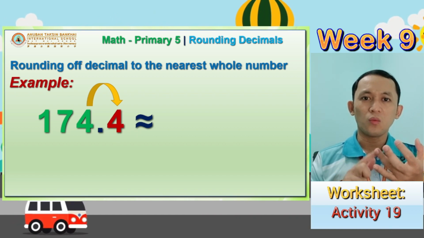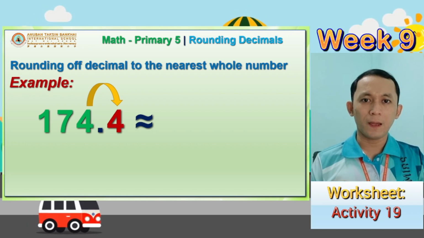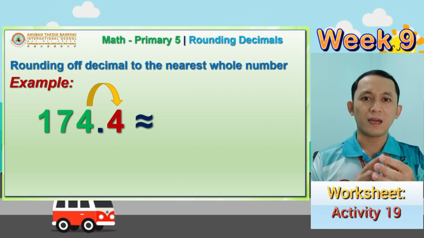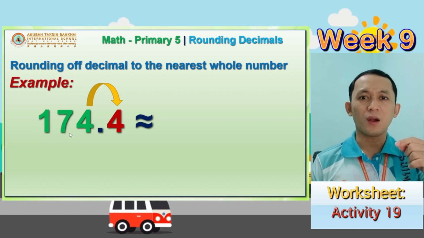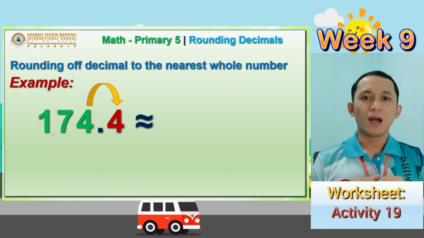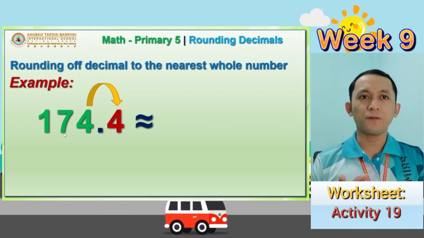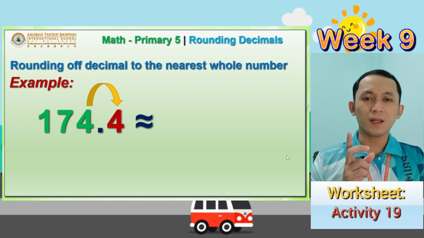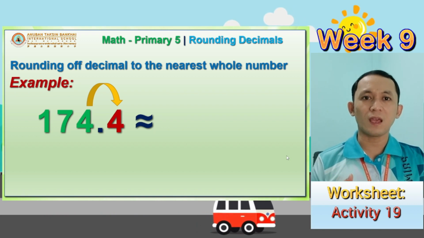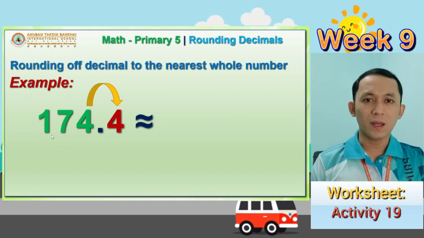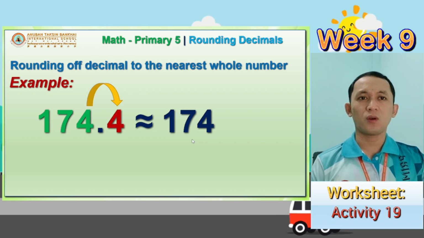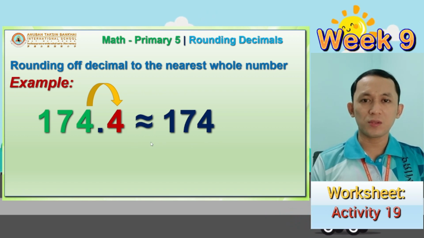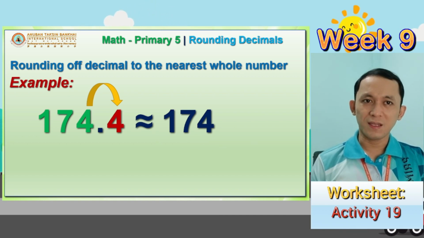Again, 0, 1, 2, 3, 4: that is round down. 5, 6, 7, 8, 9: that is round up. Since we have 4, we are going to round down our number. So 174 will still be the same. So our answer will be 174. Okay, so 174.4 is approximately equal to 174.